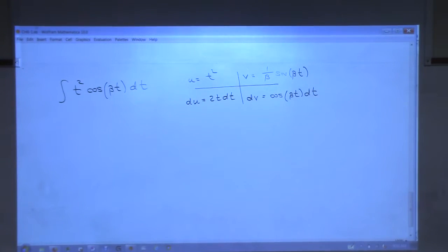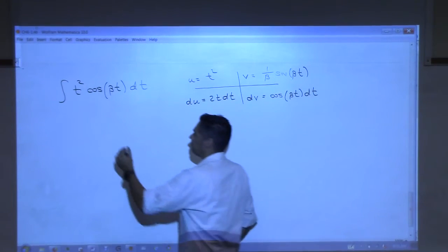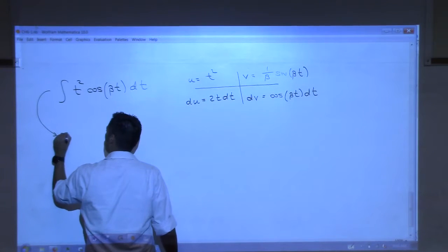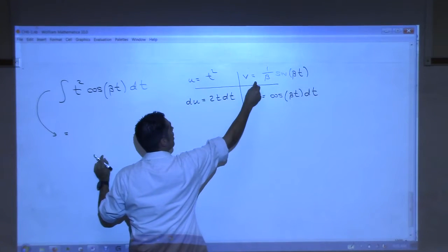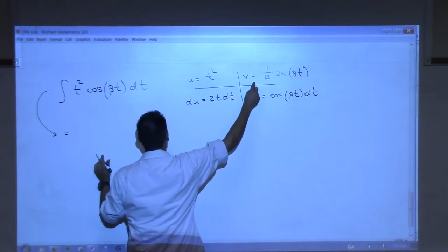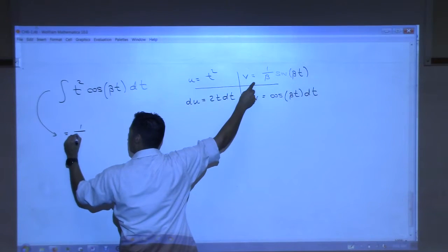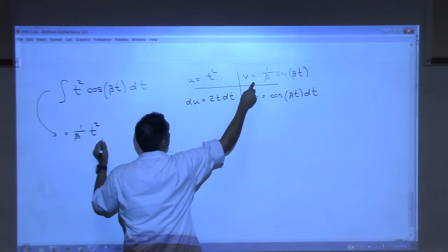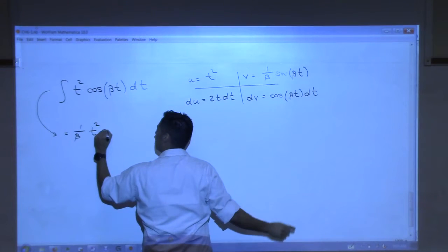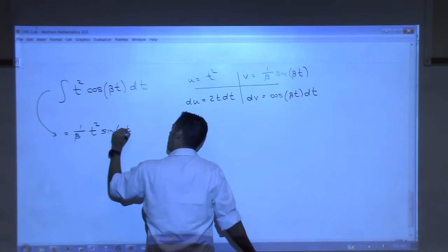Okay, ready? The new integral becomes, across here, right? This times this, which I'm going to put 1 over beta out front. Then I'm going to put t squared, and then I'm going to put the sine beta t. Yes?